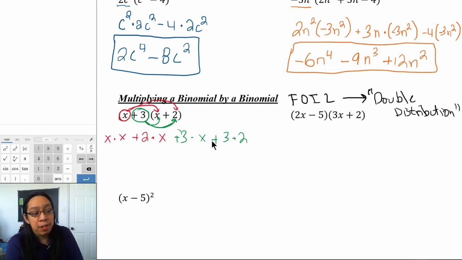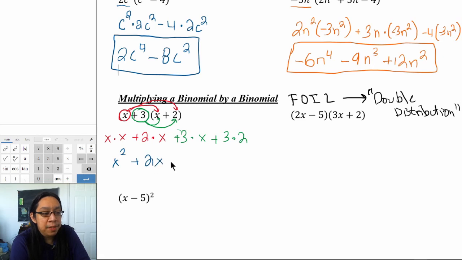Well, all we have to do from here now is simplify and see what we have left over. So right now it's in Christmas color, so I'm going to go ahead and ruin that. So x times x is x squared. 2 times x is 2x. 3 times x is 3x. And then 3 times 2 is 6.